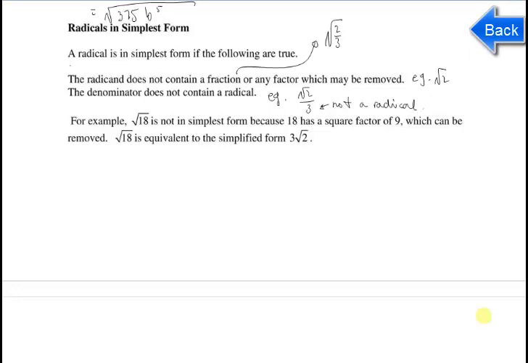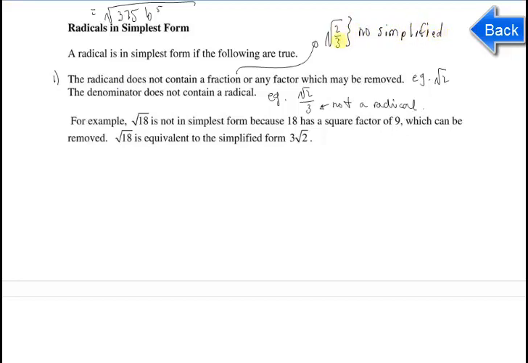So before we go on to example 2, let's take a look at what we mean by radicals in simplest form. A radical is in simplest form if the following are true. Number 1, the radicand does not contain a fraction or any factor which may be removed. So if you have a radicand that contains a fraction, this is not simplified.